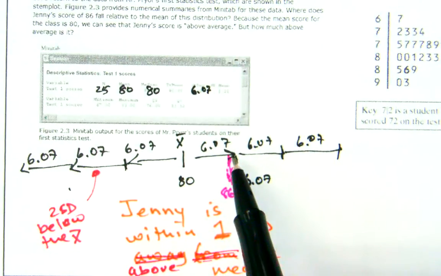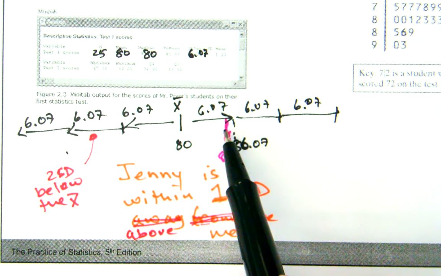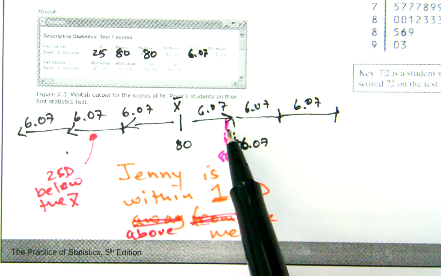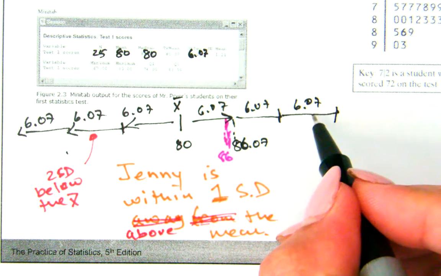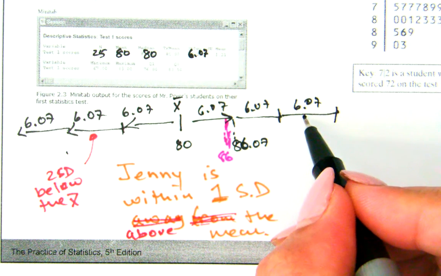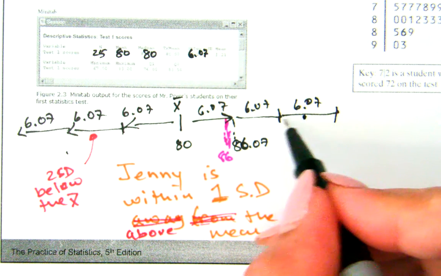Remember when I said Jenny was within one standard deviation? Well, where exactly? Is it at 0.8? Is it at 0.999? How close is she to really being at one standard deviation? What about a person who's over here? How far away are they in standard deviations? Are they at 2.5?